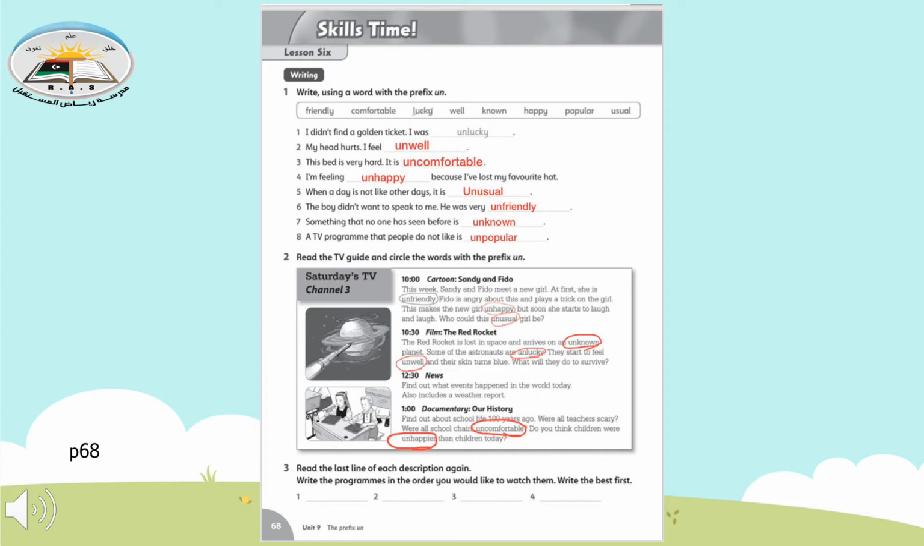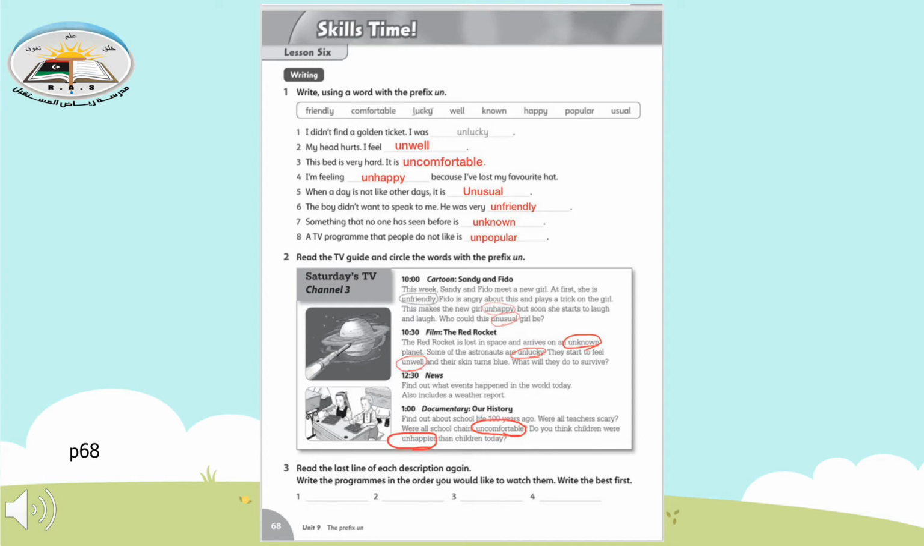1 o'clock, documentary, Our History. Find out about school life 100 years ago. Were all teachers scary? Were all chairs uncomfortable? Now circle uncomfortable. Do you think children were unhappier? Circle unhappier than children today. Now that's the answer of question number 2.